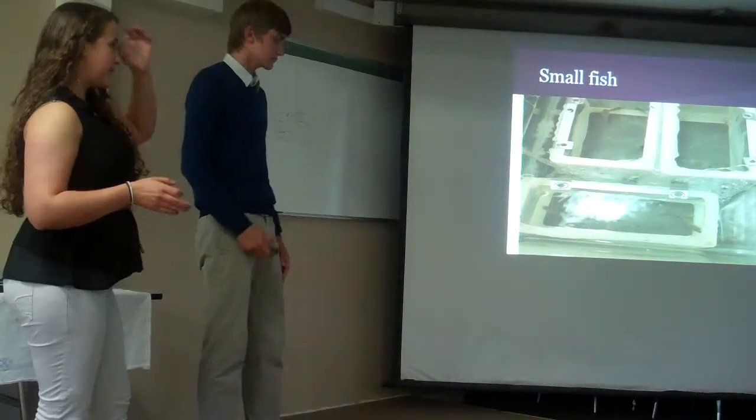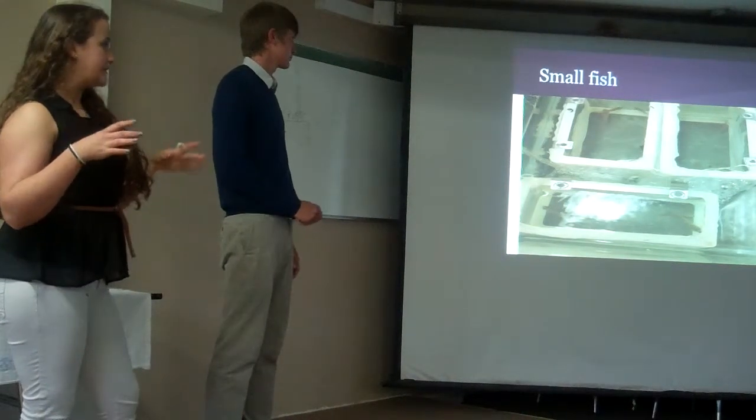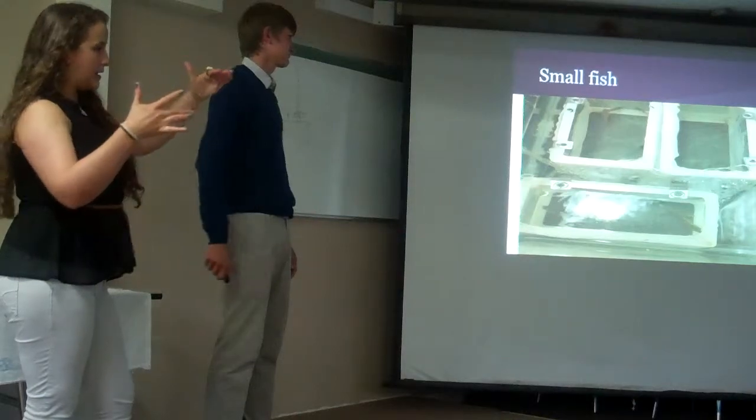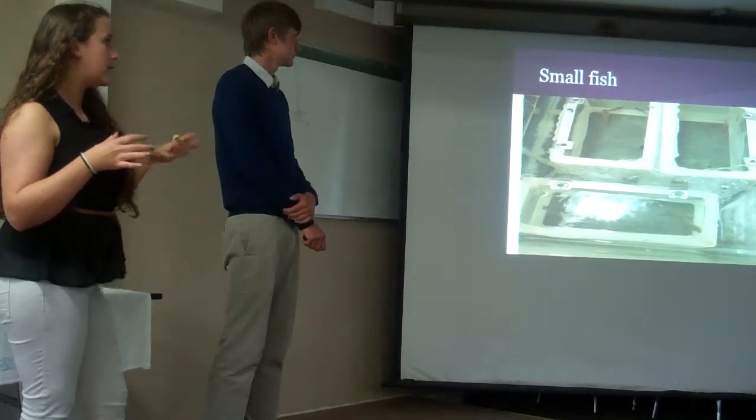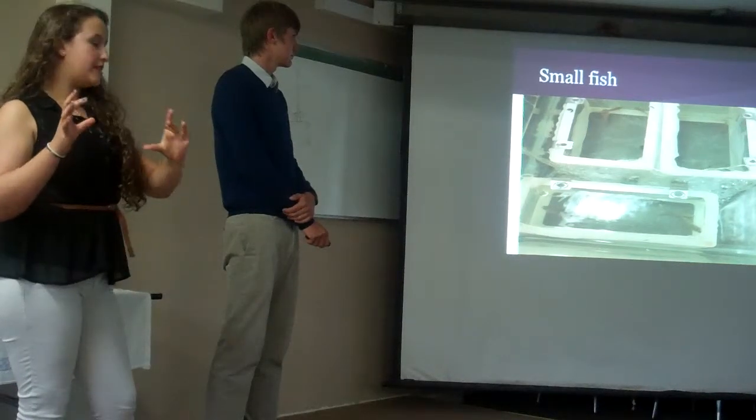This is an example of how we separated our smaller fish. We just had a normal sized tank, and then those little floating tanks which we put in the water kept the fish separate.